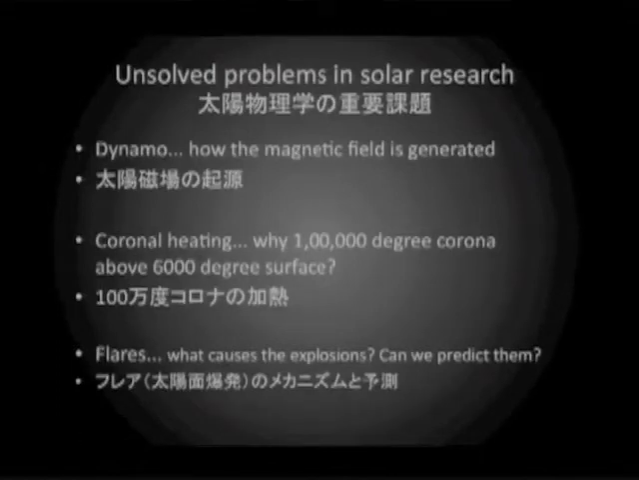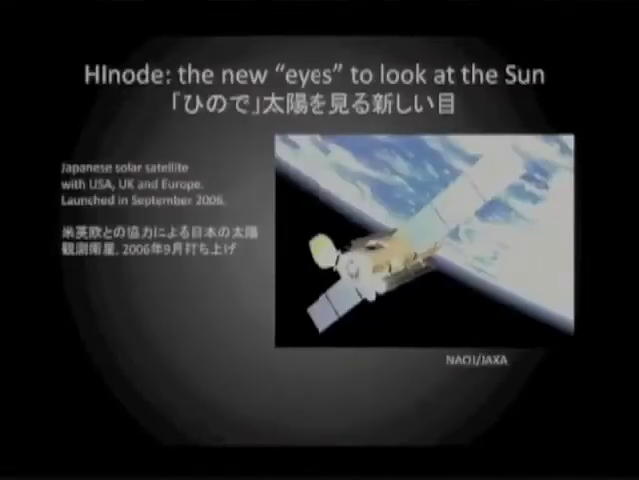And the last one is flares, because they might affect the Earth. What causes an explosion, and can we predict them? Those are the challenges of our research of solar physics. And the images are quite important in order to find a solution to those problems. I'd like to show you more recent images taken with the newer satellite.